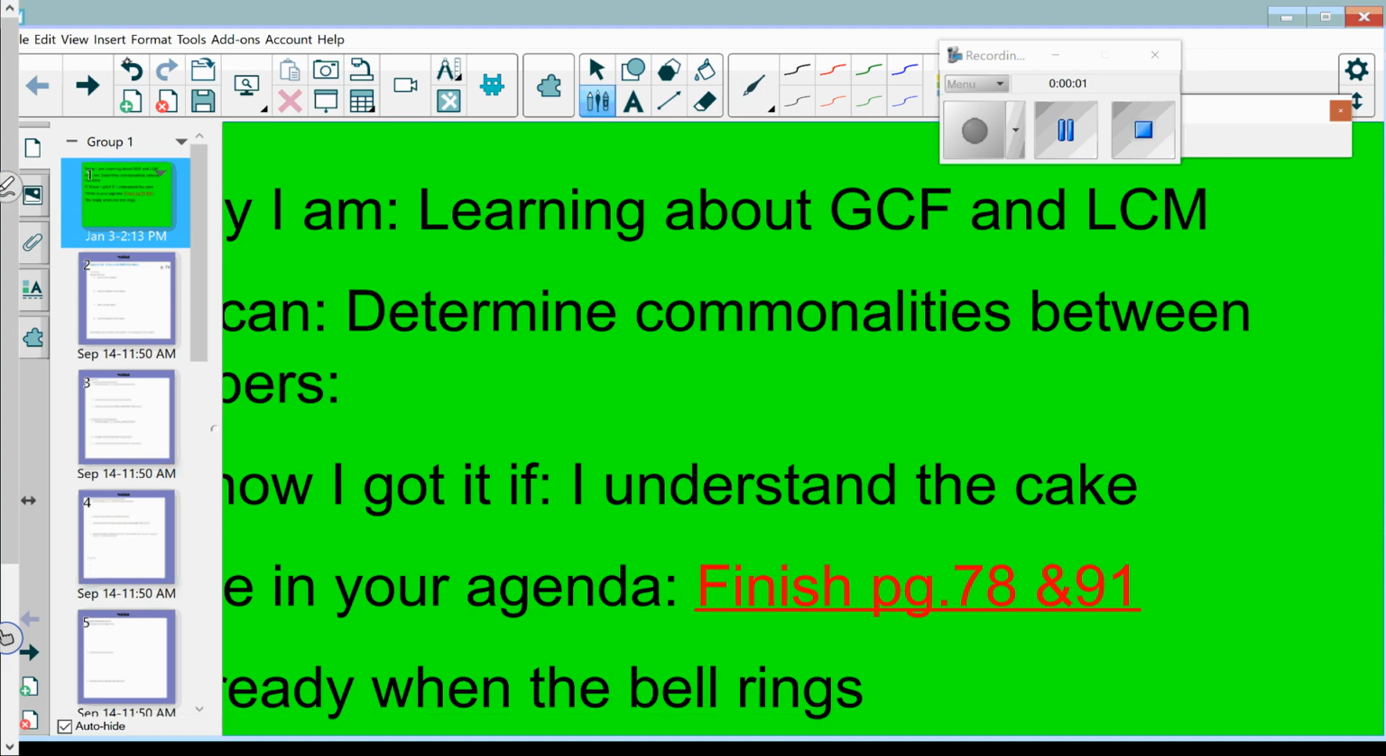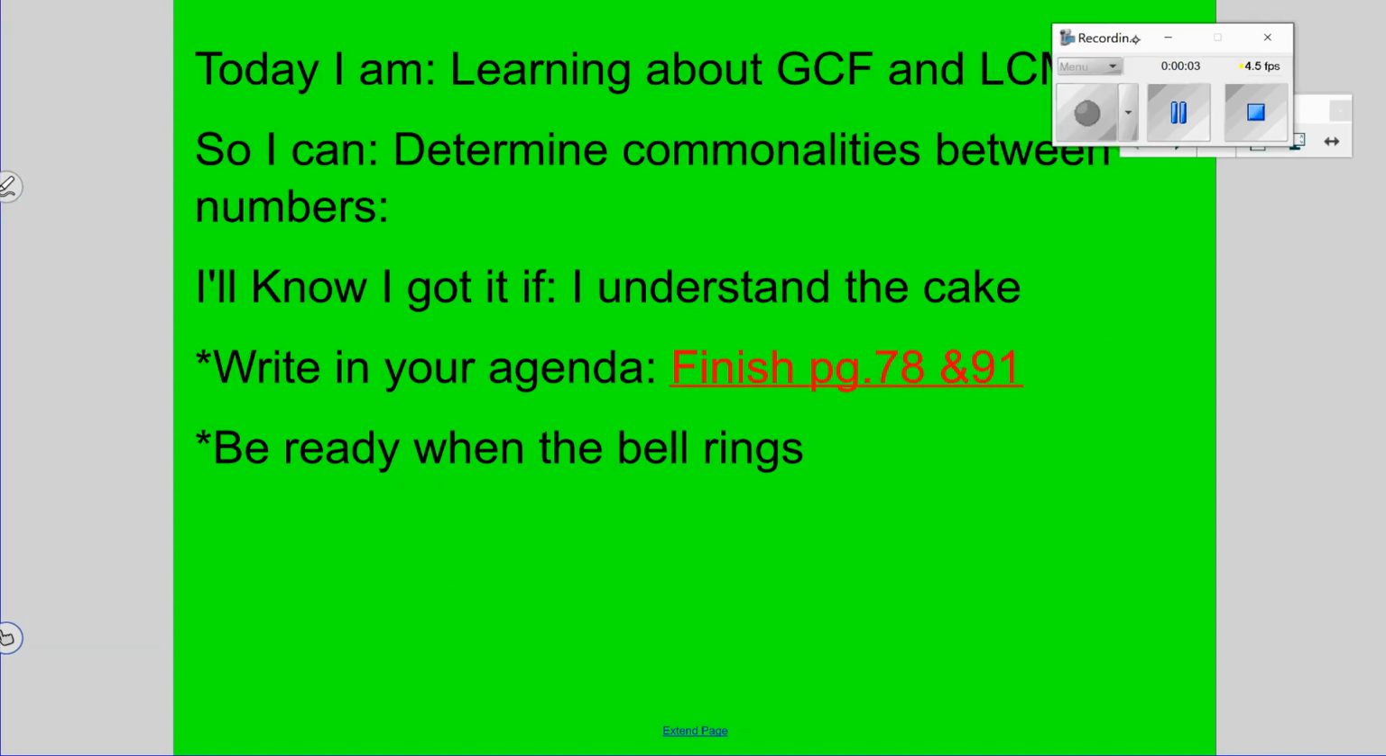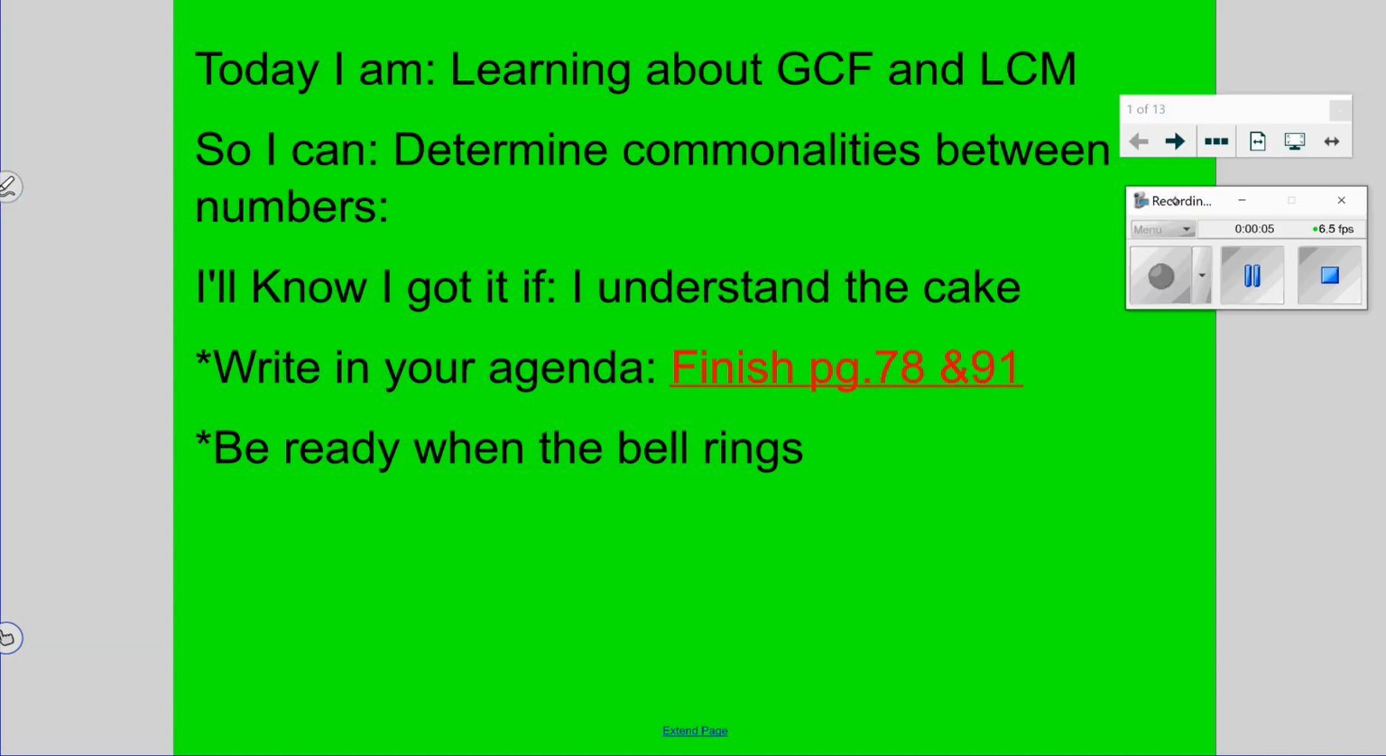It's going to be a little bit interesting. Our focus is going to be right here on GCF and LCM. Who knows what GCF and LCM stand for? Greatest common factor and least common factor. Awesome. Greatest common factor and least common multiple.